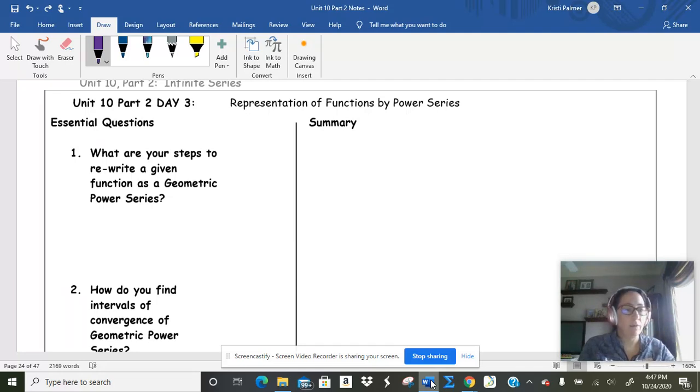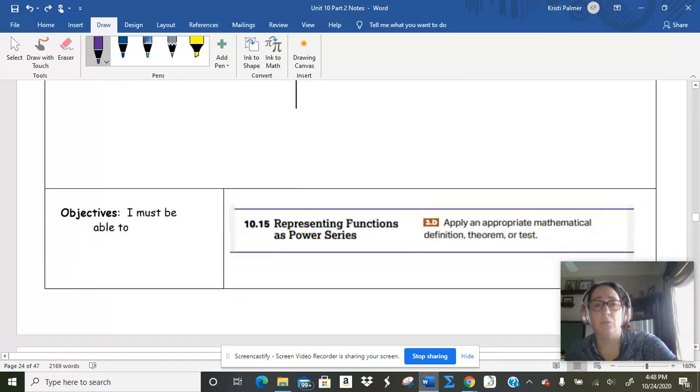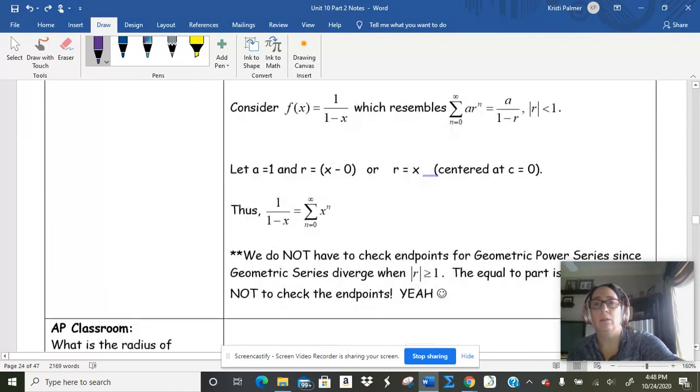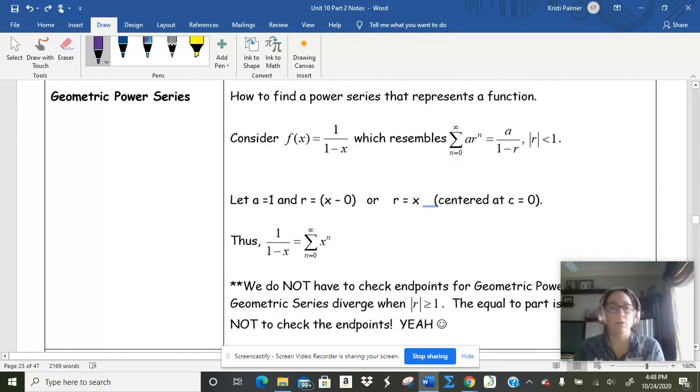So we know that when we're looking at these series, for geometric, the endpoints diverge. And with ratio, we have to go and check the endpoints. So we're going to really start identifying when these are geometric. Okay, so here we saw this in the last notes when I was kind of challenging you guys a lot on those end problems, okay?